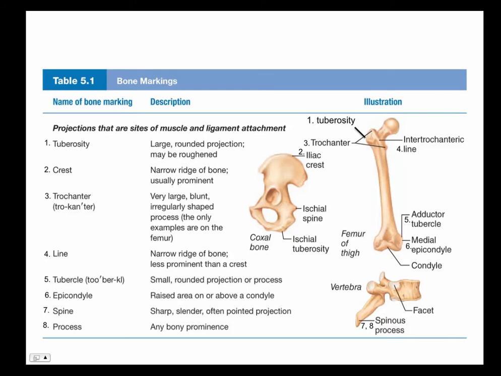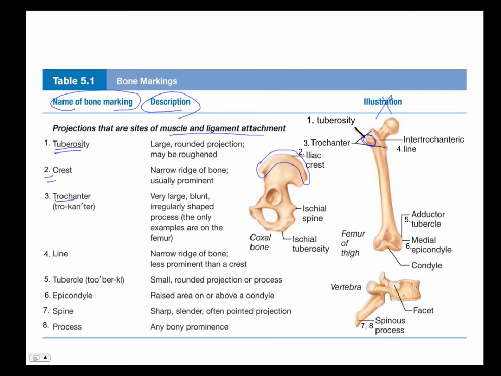And so for these bone markings on exam number 2, I want you to know the name of the bone marking and the description. You do not need to know the illustration for this. So starting off with the projections, that are where muscles and ligaments attach. First one we have is tuberosity, a large rounded projection. Crest is a narrow ridge of bone. Iliac crest is the most common one, giving rise to part of our pelvic bone.